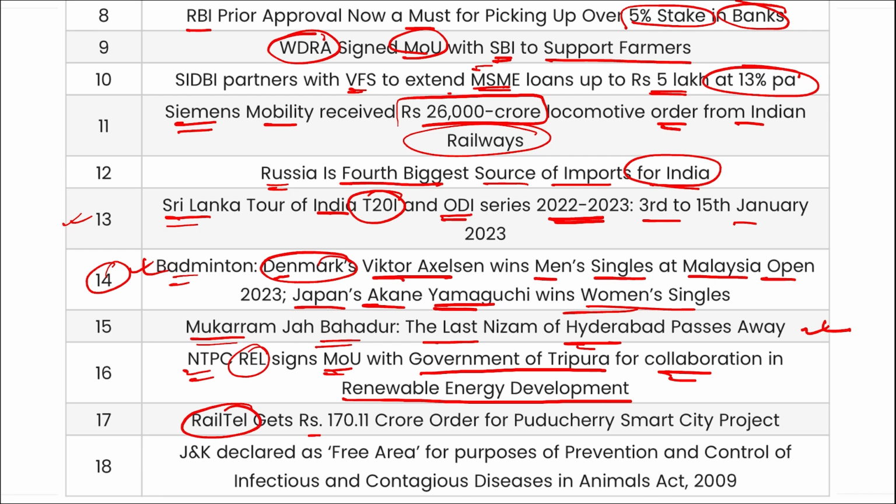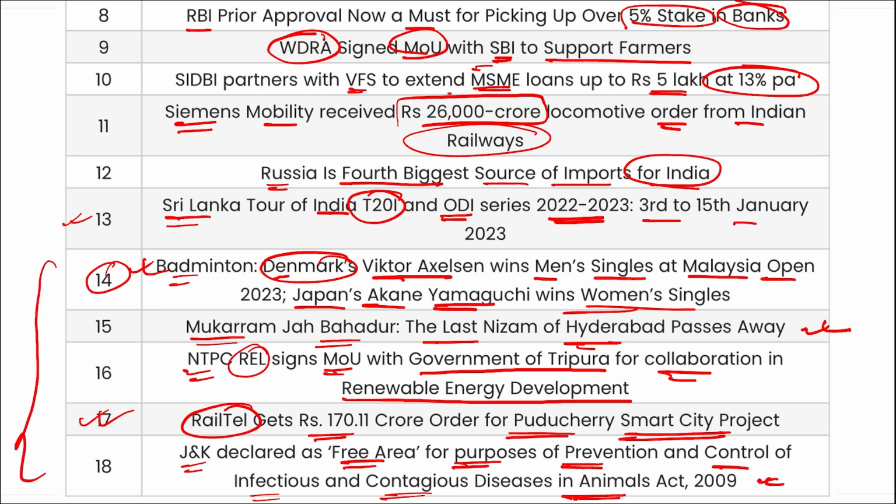Railtel has got a 170.11 crore order for the Puducherry Smart City project. Remember, Jammu and Kashmir has been declared a free area for purposes of prevention and control of infectious and contagious diseases under the Animal Act of 2009. So these, 14 to 18, are important ones. These are the one-liners we have discussed today, and you should remember Mukarram Jah Bahadur passed away. He was the last Nizam of Hyderabad, important, and Railtel has got a 170.11 crore order for the Puducherry Smart City project.